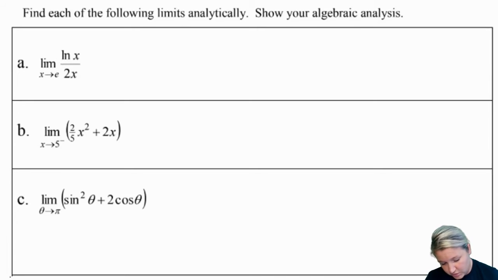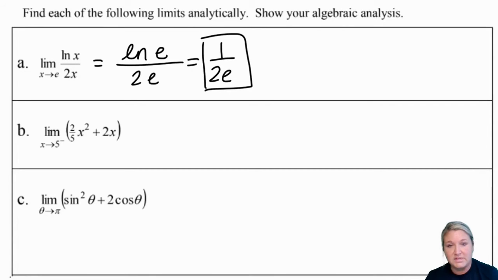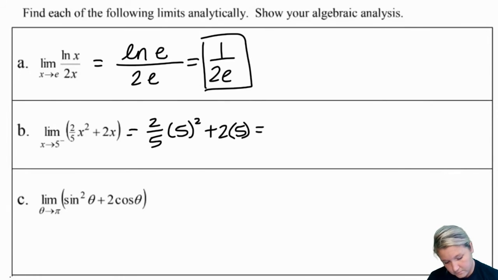So the first one is just direct substitution. So this is going to be the natural log of e divided by 2 times e, so this would be 1 divided by 2e. So even though this is asking for the left side, since this is a quadratic, remember it's continuous, so it doesn't matter which side we're looking at. So I'm just going to plug in 5 for both of those.